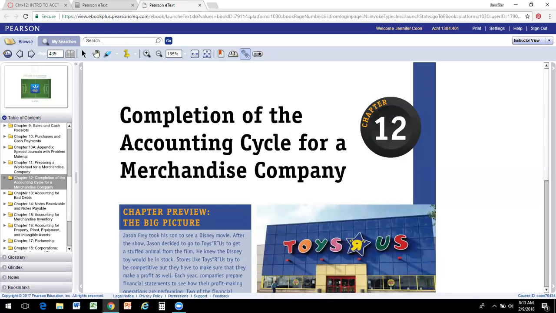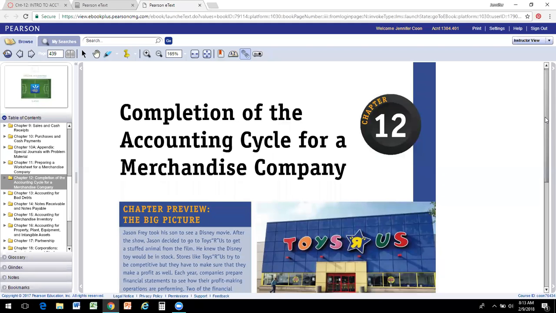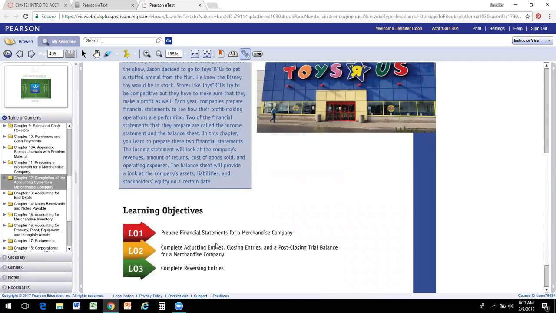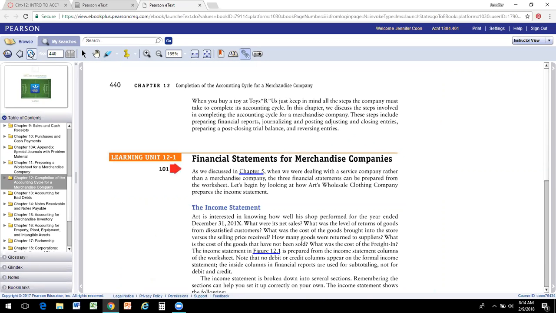Hello, so we are on chapter 12, which is going to be a continuation of what we've done in 9, 10, and 11. So remember, we're dealing with a merchandise company. Last semester, we had a lot of service industry. So this may feel like it's repetitive, but since we have those new accounts for sales and cost of goods sold and purchases, all that from 9 and 10, our financial statements and our closing entries are going to change a little bit. So you can see we're going to do some financial statements and expand our knowledge base.